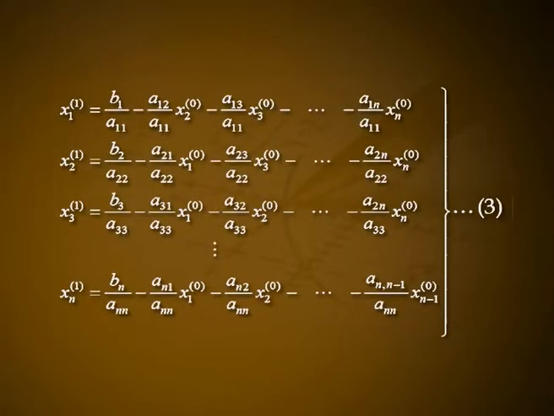x11 equal to b1 by a11 minus a12 by a11 into x20 minus a13 by a11 into x30 minus etc. minus a1n by a11 xn0. x21 equal to b2 by a22 minus a21 by a22 into x10 minus a23 by a22 into x30 minus etc. minus a2n by a22 xn0. x31 equal to b3 by a33 minus a31 by a33 into x10 minus a32 by a33 into x20 minus etc. minus a3n by a33 xn0, etc. xn1 equal to bn by ann minus an1 by ann into x10 minus an2 by ann into x20 minus etc. minus ann minus 1 by ann xn minus 1 0. Let it be the system of equation number 3.